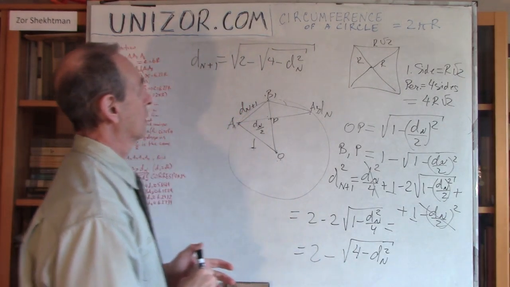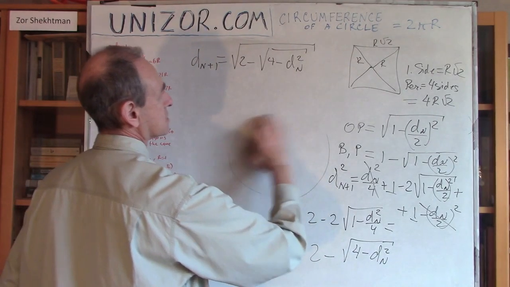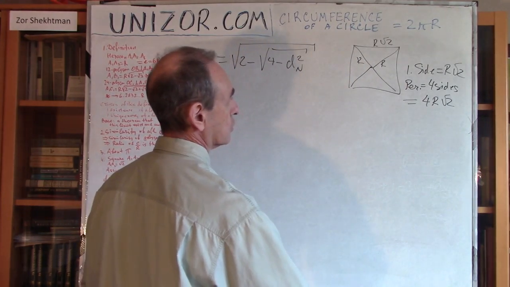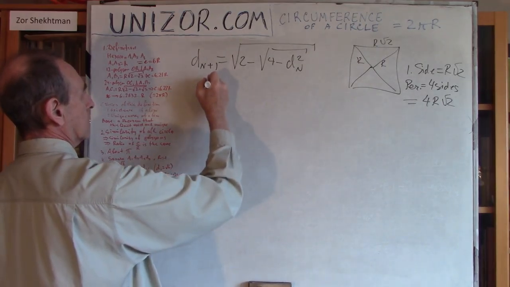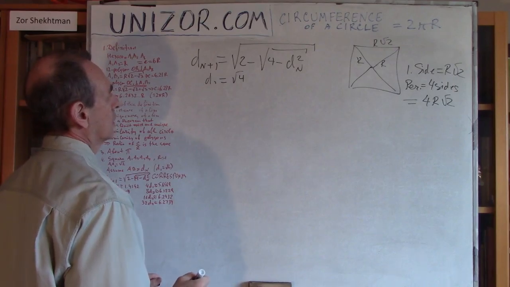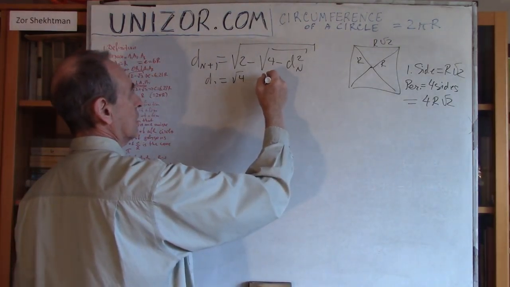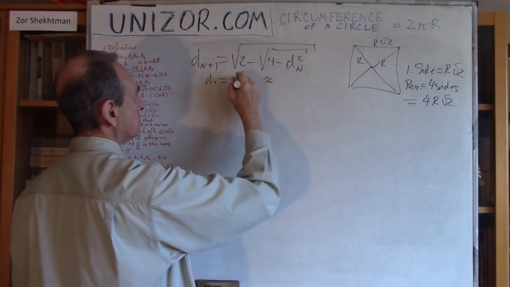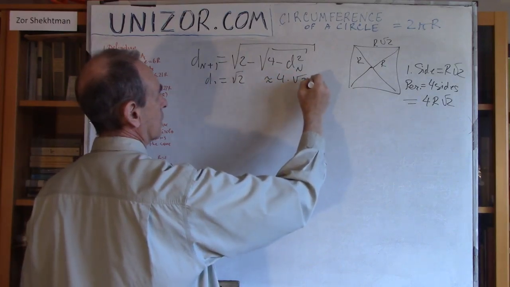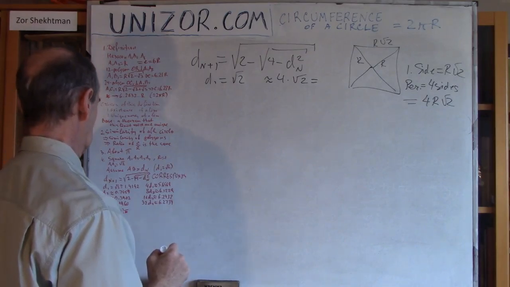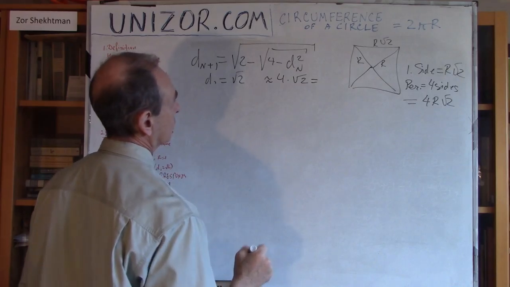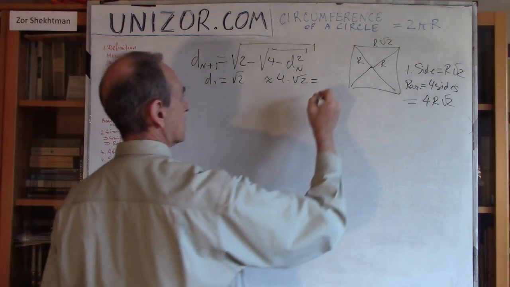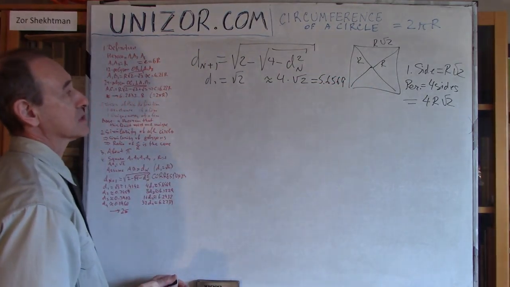process, which I can start from d1, and I know what d1 is. If r is equal to 1, then d1 is equal to the square root of 2. Now, how many sides? I have 4 sides. So the first approximation is 4 times the square root of 2, which is 5.6569. That's my first approximation, the perimeter of the square.